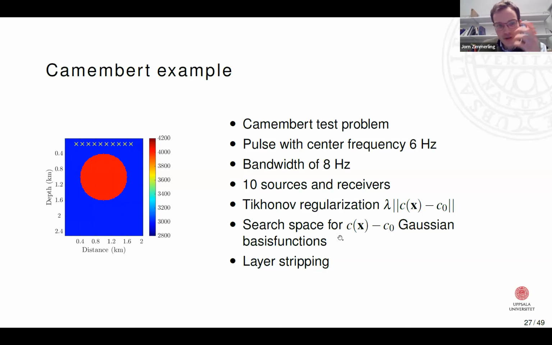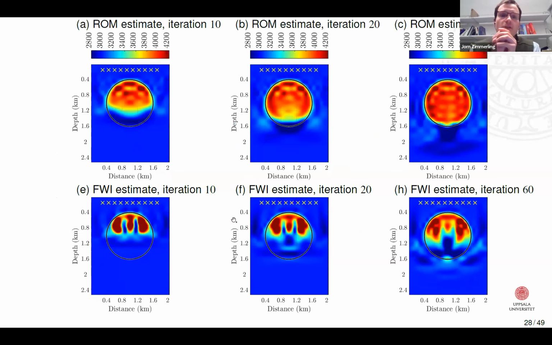And then as a search space for our velocities, we use some Gaussian basis functions, where the range and cross-range sections of these Gaussian basis functions are locally supported, and the range and cross-range widths are dependent on the resolution that we would expect. And then we do a bit of layer stripping. So we start with the first times and start from the top and optimize to the bottom. If we do that for the reduced order model and for FWI, we slowly feed in more and more data. The reduced order models get larger.